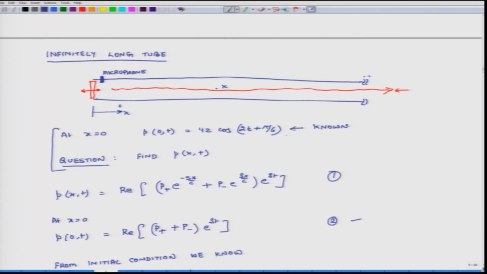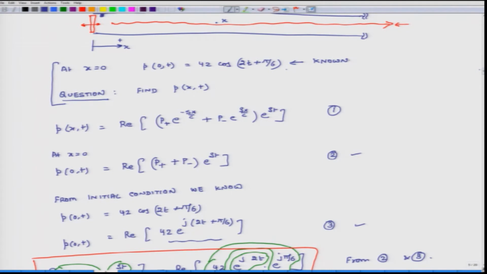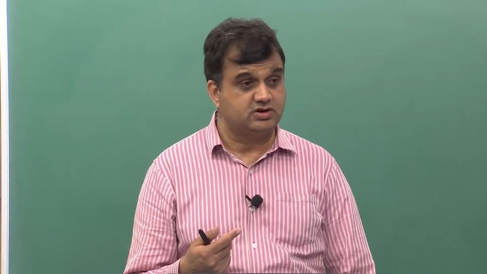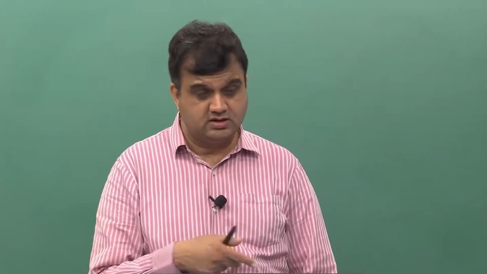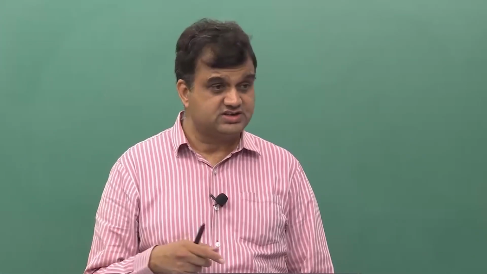Based on these two pieces of data, we identified the value of P plus, the value of P minus, and also the value of S. Whenever we solve the transmission line equation, we have to figure out what is the value of P plus, what is the value of P minus, and what is the value of S, and once we know that, we have figured out the exact solution of the system.